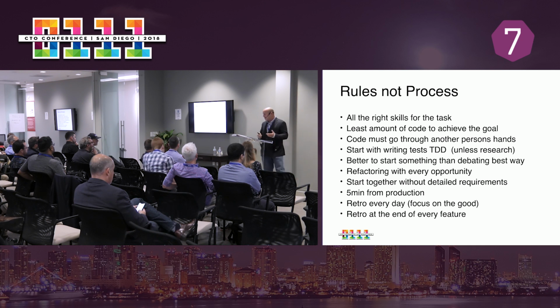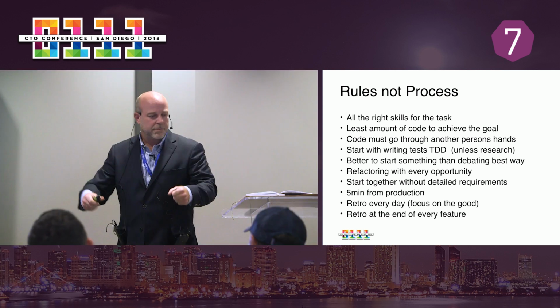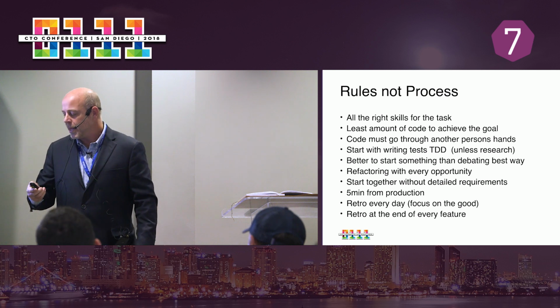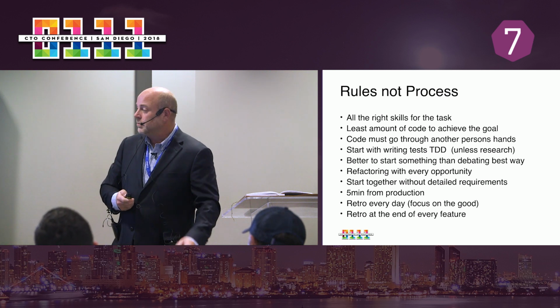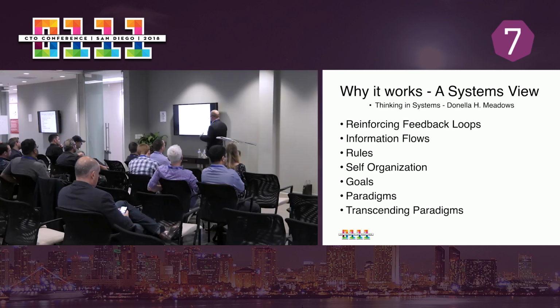So why do these things work without Scrum, without the other crutches or things that hold us upright when we think about Agile or Lean? Well, why it works, in my view, is a systems view. And reading the book that Elo told me about, Donella H. Meadows, she was at MIT, wrote this great book called Thinking in Systems, which I'm going to talk about.